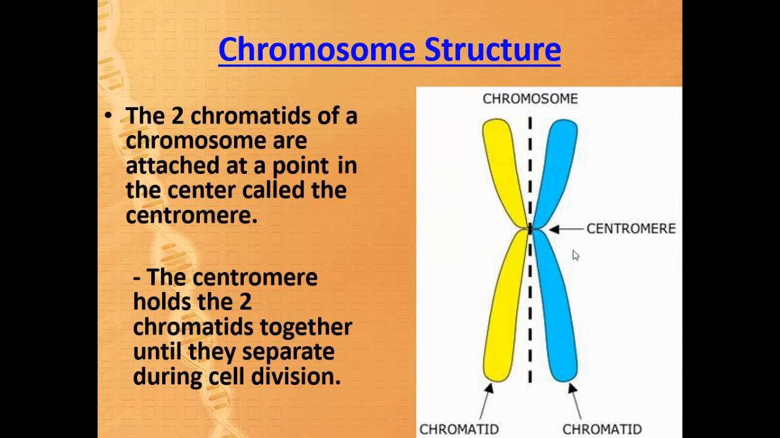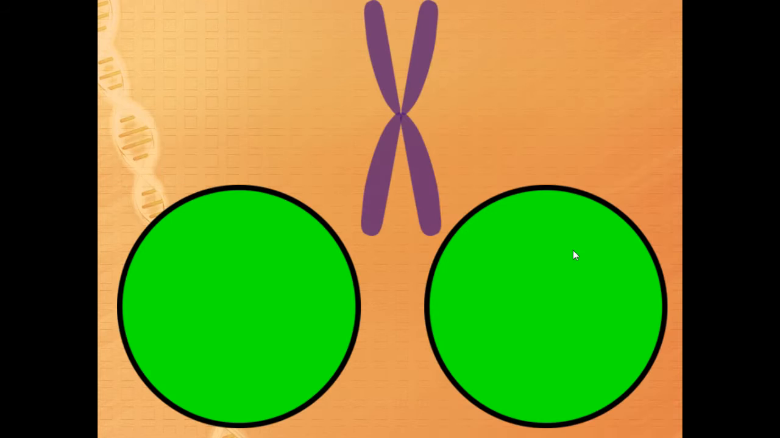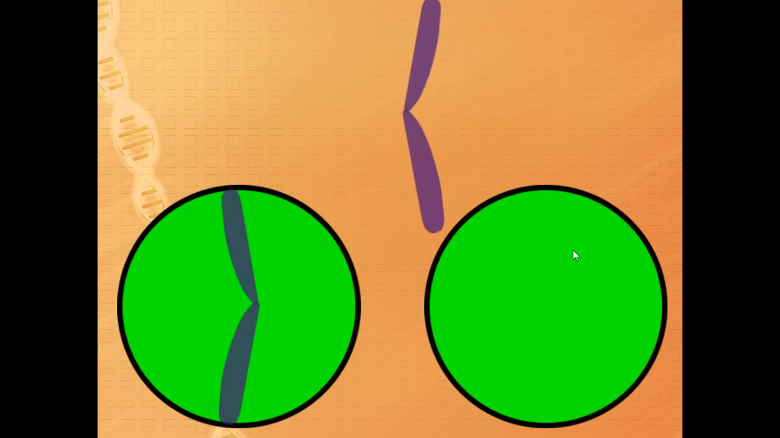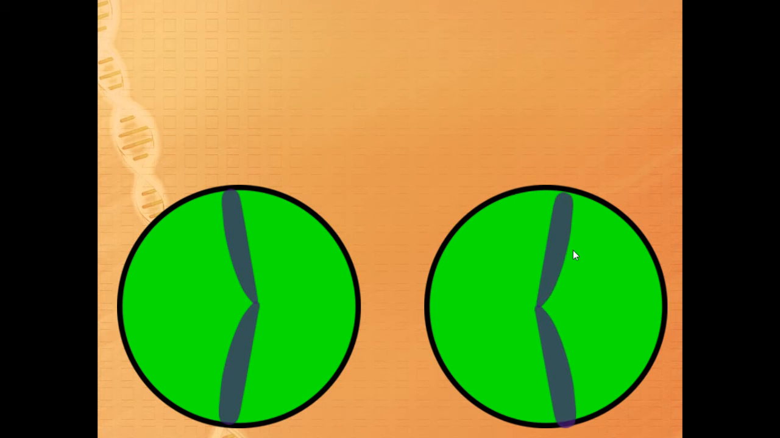The 2 chromatids of a chromosome are attached at a point in the center called the centromere. The centromere holds the 2 chromatids together until they separate during cell division. So again, here we have our chromosome, and it is separating during cell division, going into its separate cells.